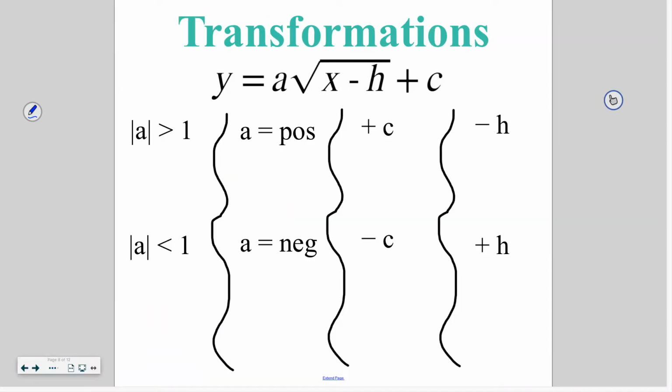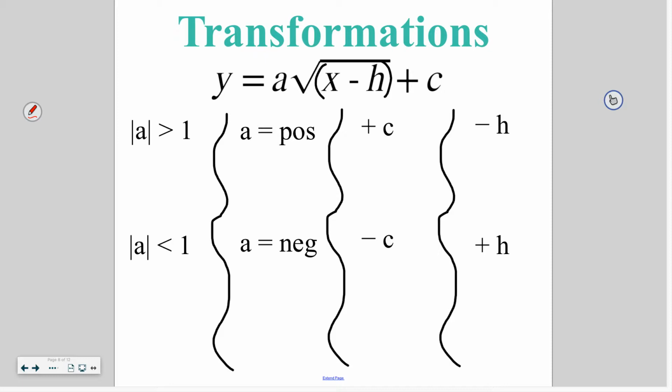Now we're going to look at the actual complex version of the equation, which is y is equal to a square root of x minus h plus c. A lot of times you will see this x minus h in parentheses. That value is underneath the square root. The plus c is not. So what do these different things tell us about the equation?